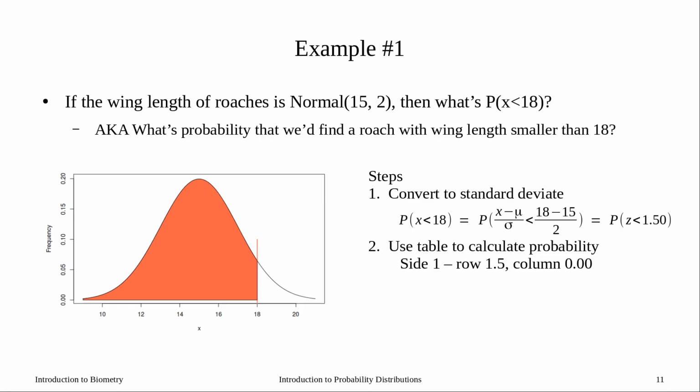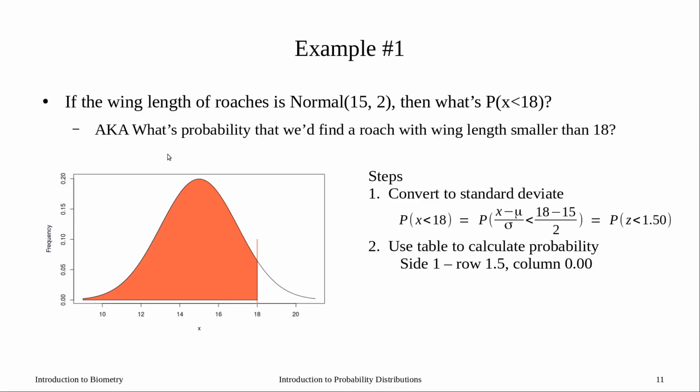So here's our example. If we know that the wing length of roaches is normally distributed with a mean of 15 and a standard deviation of 2, then what's the probability that we find an individual with a wing length that's less than 18? Alright, so this is written mathematically. This is more of our word problem. What's the probability that any one roach is going to have a wing length that's smaller than 18?